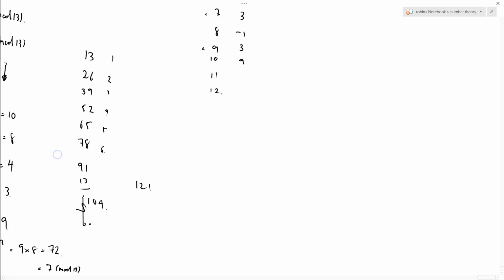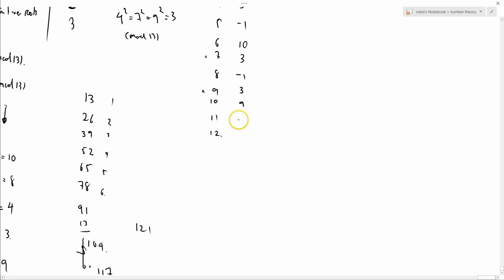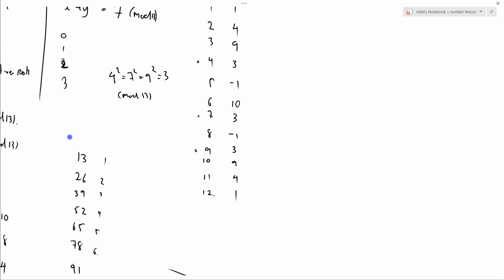104. And then it's 117, isn't it? So that's 4. That's 4. 11 squared is 4 modulo 13. 12 squared is 120. Sorry, it's 144. It equals 143 plus 1 equals 1. There you go. So there's my table of squares.